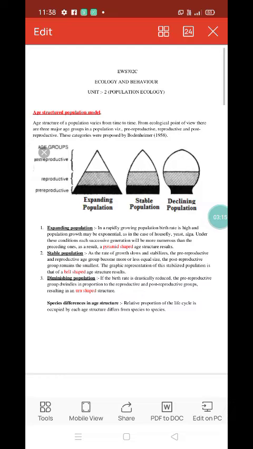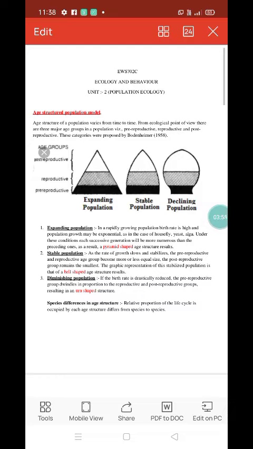The third one is the diminishing population, also known as the declining population. Here we find that the pre-reproductive age group, meaning the children, younger animals or younger seedlings, are lesser in number as compared to the reproductive, that is the adult ones, and the maximum amount of the population goes under the post-reproductive, that is the older generation of human beings, trees and plants or any kind of animals. That model is known as urn-shaped.